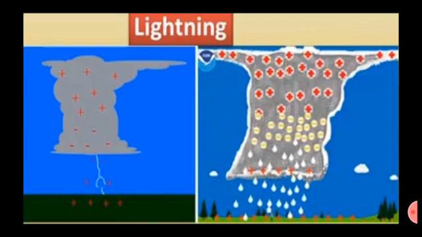When the negative charge on the bottom of the cloud becomes much larger than the charge on the ground, it starts flowing toward the ground in stages. This happens very fast, in much less than a second, and heat, light and sound energy are produced along with the electric current.